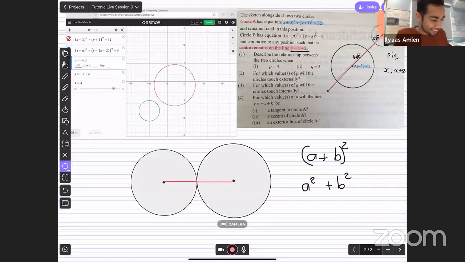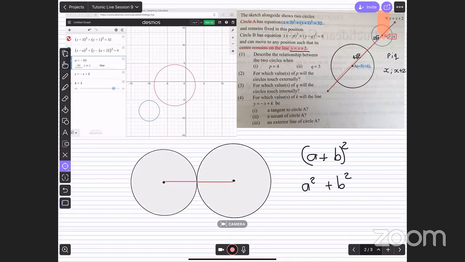Yep. Okay. So Iman, do you see now, if you square two things and you add them, it's different to if you add them and then square? Yes. So do you see why you can't do that? Yeah. Okay. Nafisa? Yes, I understand.